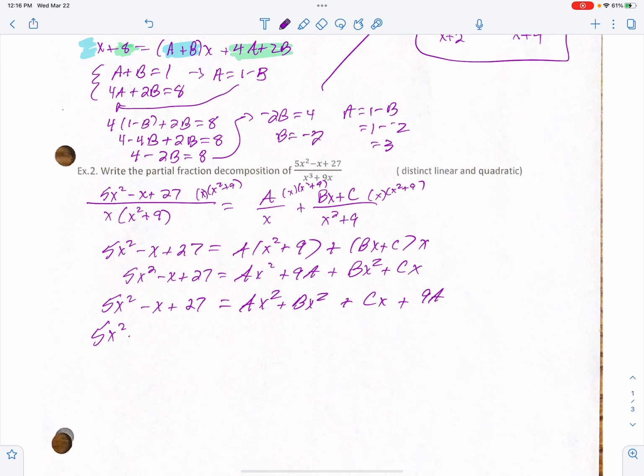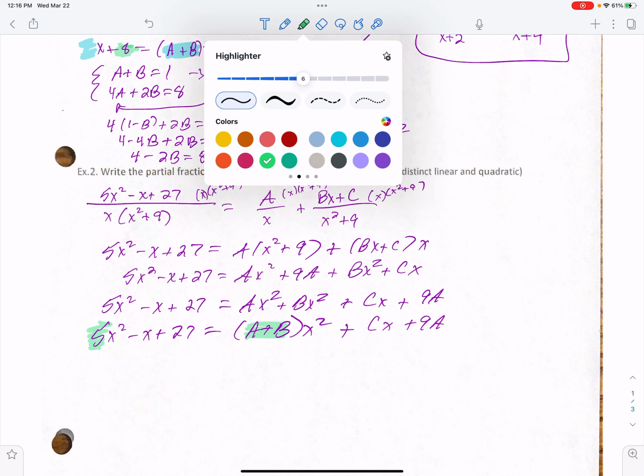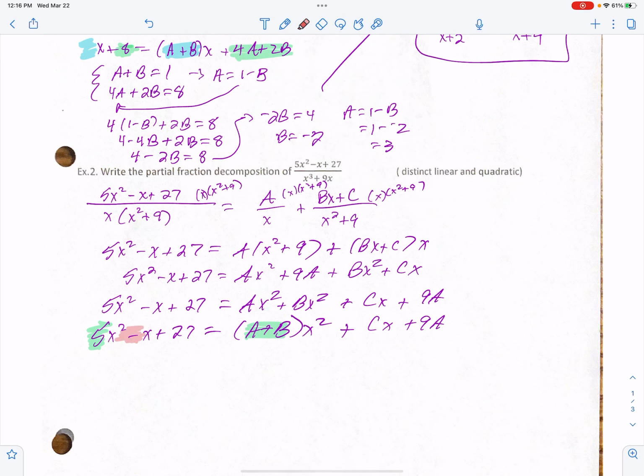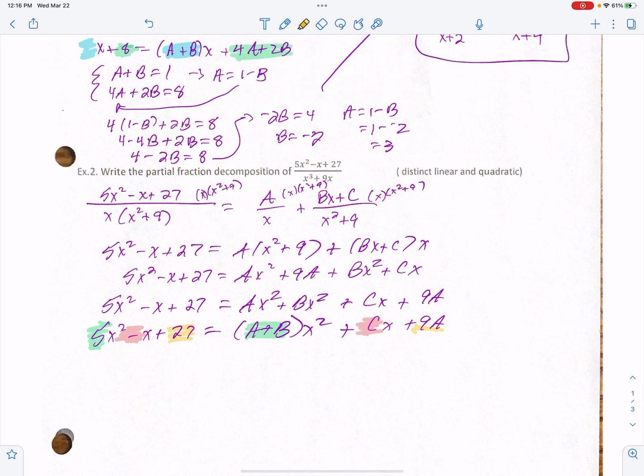And so on that right-hand side, if I factor out the x squared, it looks like this. And then I just have Cx plus 9A. So my 5 has to equal A plus B because those are the coefficients of x squared. And my negative 1 has to equal C because those are the coefficients of x. And then my 27 has to equal 9A because those are my constants.